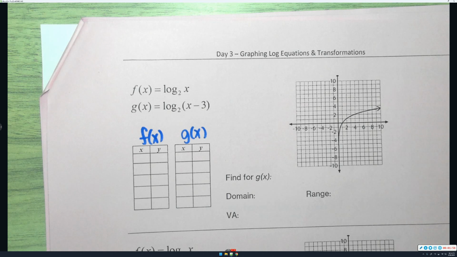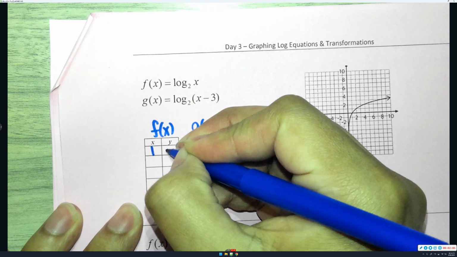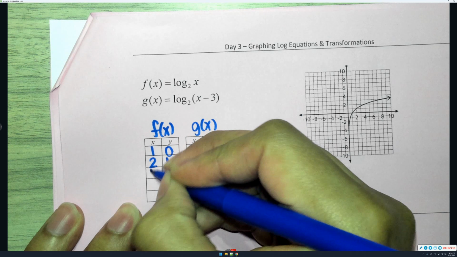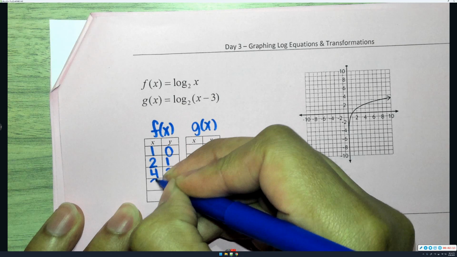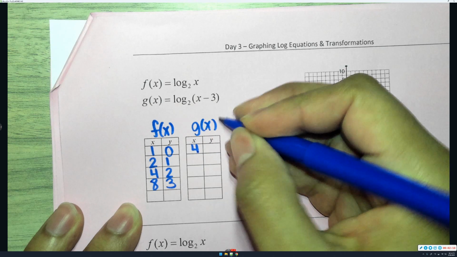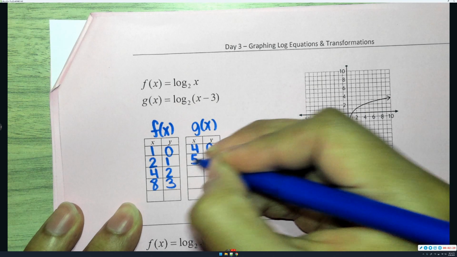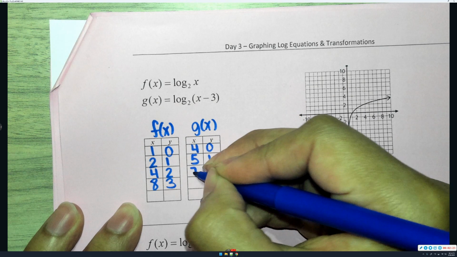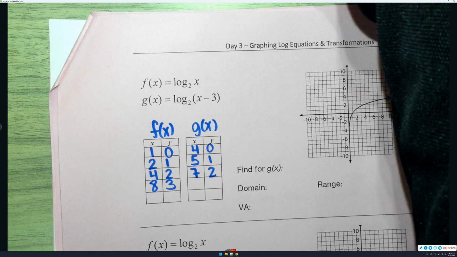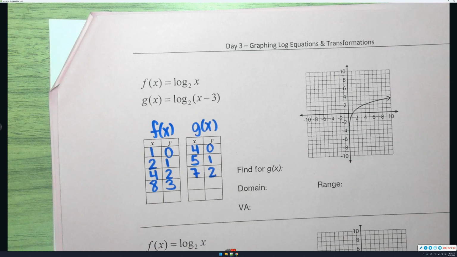And we have the following points of accuracy. I did this for you so that we can speed up the lesson. For f of x, we have 1, 0. We have 2, 1. We have 4, 2. We have 8, 3. And for g of x, we have 4, 0, 5, 1, and 7, 2. Now, keep in mind that potentially we could have more points of accuracy, but we only want to work with the ones that we can fit within the coordinate grid, right?